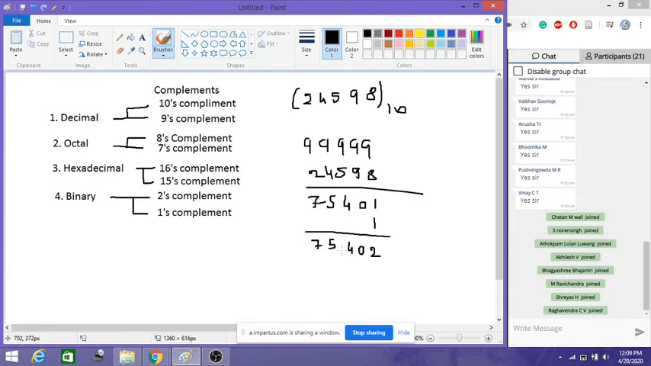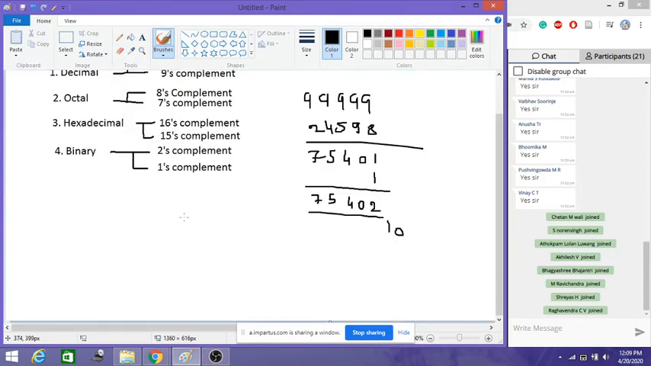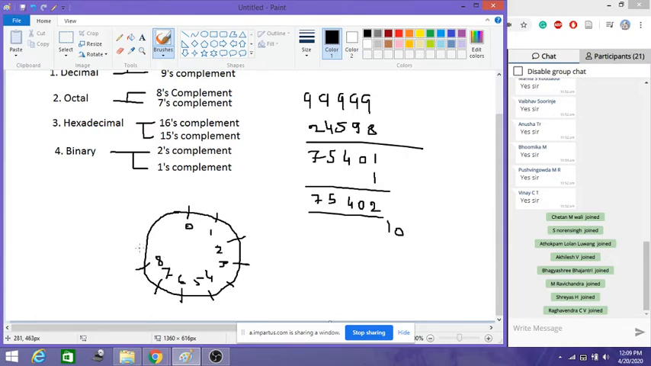So I'll read this as 75402. This is the tens complement form of this number. Basically, this tens complement is nothing but, for example, if we consider a circle here and we say this is 0, this is 1, this is 2, 3, 4, 5, 6, 7, 8, 9, 10.